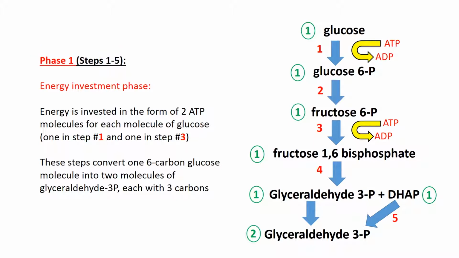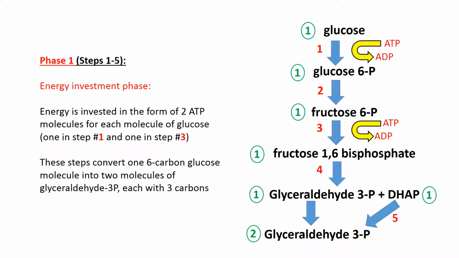The green numbers to the left of each substrate or product, as I have drawn, indicate how many molecules are involved. So here we're starting with 1 glucose, which makes 1 glucose 6-phosphate, which makes 1 fructose 6-phosphate, which makes 1 fructose 1,6-bisphosphate, which makes 1 glyceraldehyde 3-phosphate and 1 dihydroxyacetone phosphate, and between those two it forms 2 glyceraldehyde 3-phosphates. Each of the steps of glycolysis is numbered 1 through 10 with a red number.